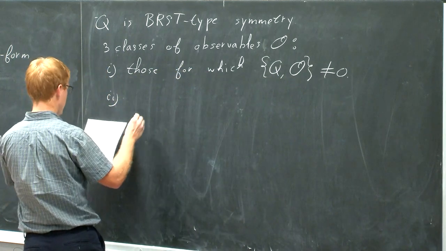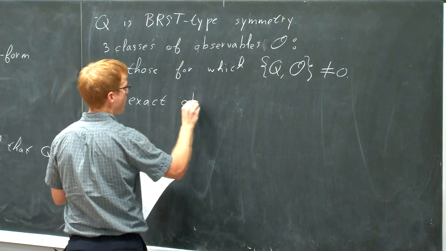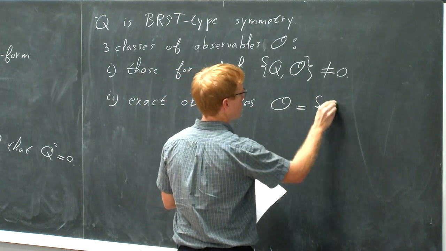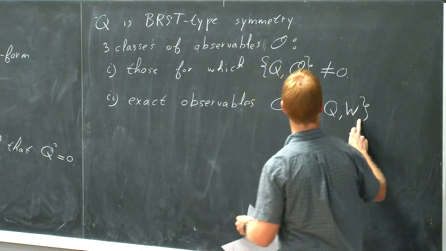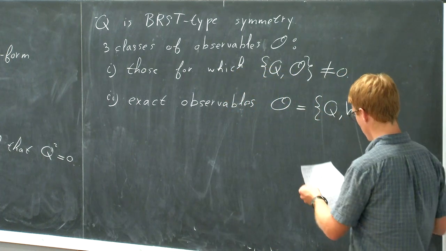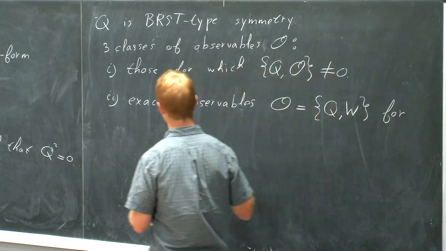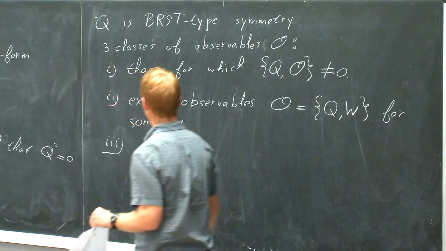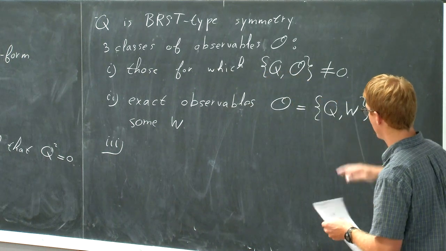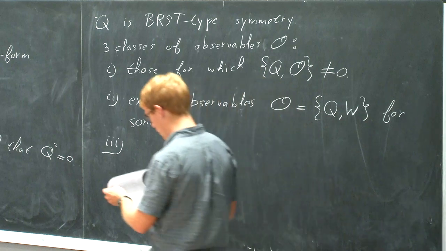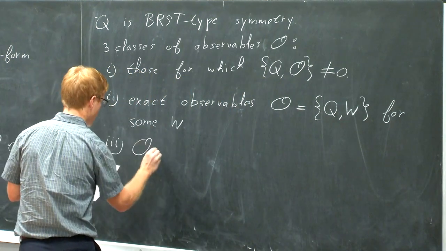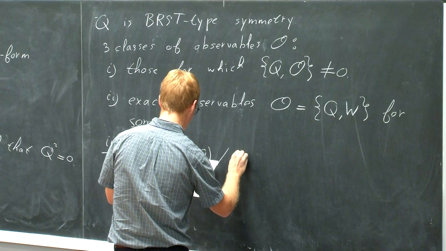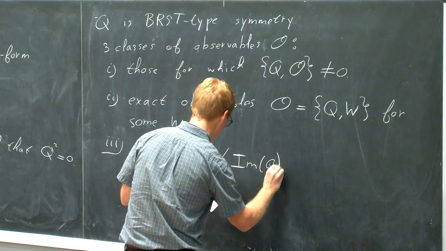Then we have the so-called exact observables, O, and those are the observables which can be written as Q acting on some different observable W. And then the third class are the closed ones, namely those which are annihilated by Q but are not exact. So these are the observables O which are in the kernel of Q, but they are not in the image of Q.